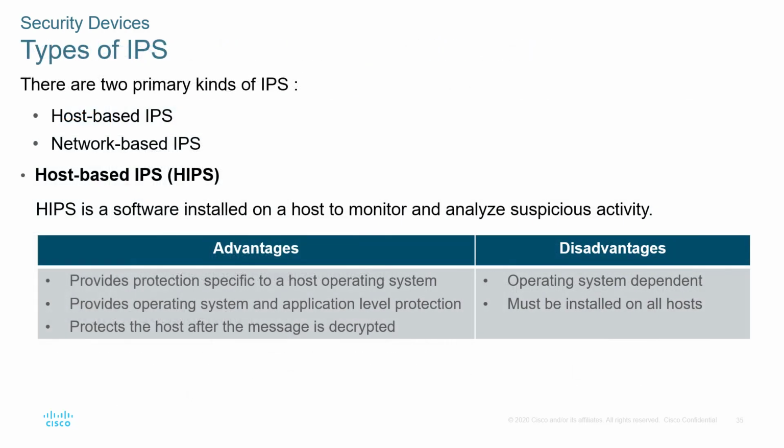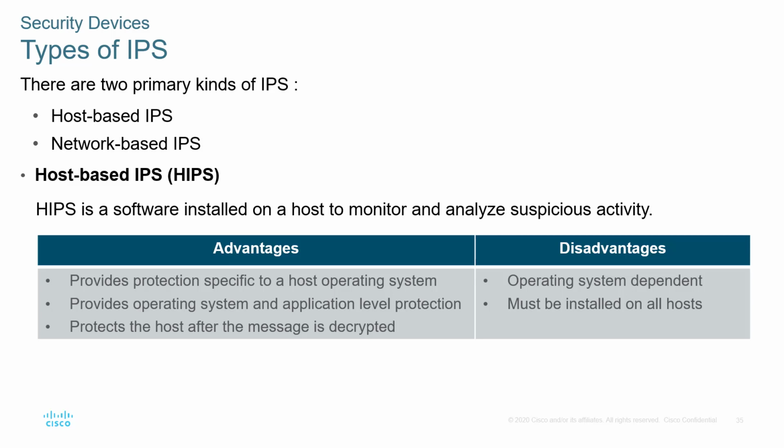Just like firewalls, you can have a network-based or host-based. A host-based is called a HIP, HIPS. A host-based IPS, again, is going to be on an individual host as opposed to the network itself. You can have a network-based IPS, that would be called NIPS. You can have a host-based and network-based IDS as well.